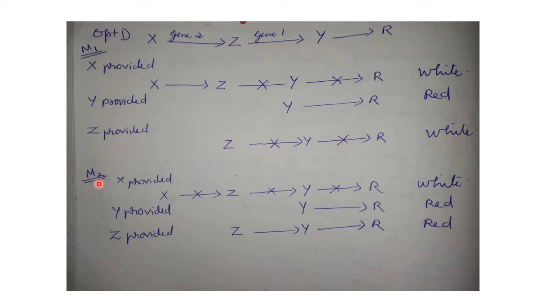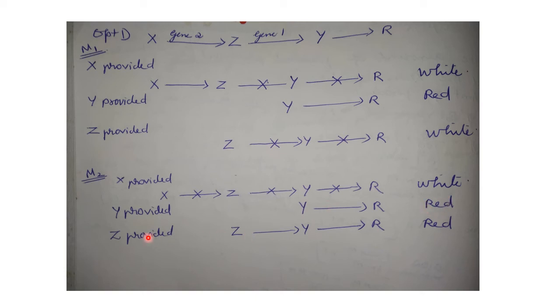Now in the case of mutant 2, now you know where the gene 1 is, that is Z to Y conversion, gene 1 is involved. Now gene 2 will naturally be X to Z conversion, but we will check it. So when X is provided, gene 2 is mutated, so it will not get converted to Z. Since Z is not there, no Y will be produced, and since Y is not there, R also will not be produced. So naturally you will get white colonies. Now Y is provided. Y to R conversion doesn't have any mutant genes.